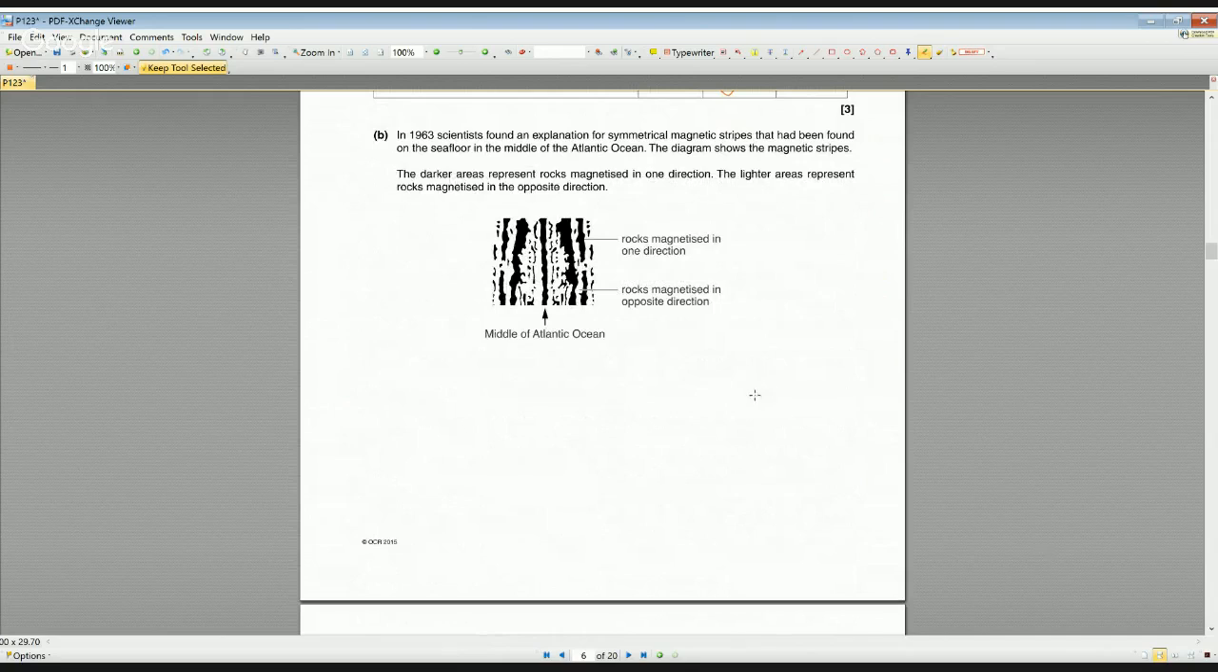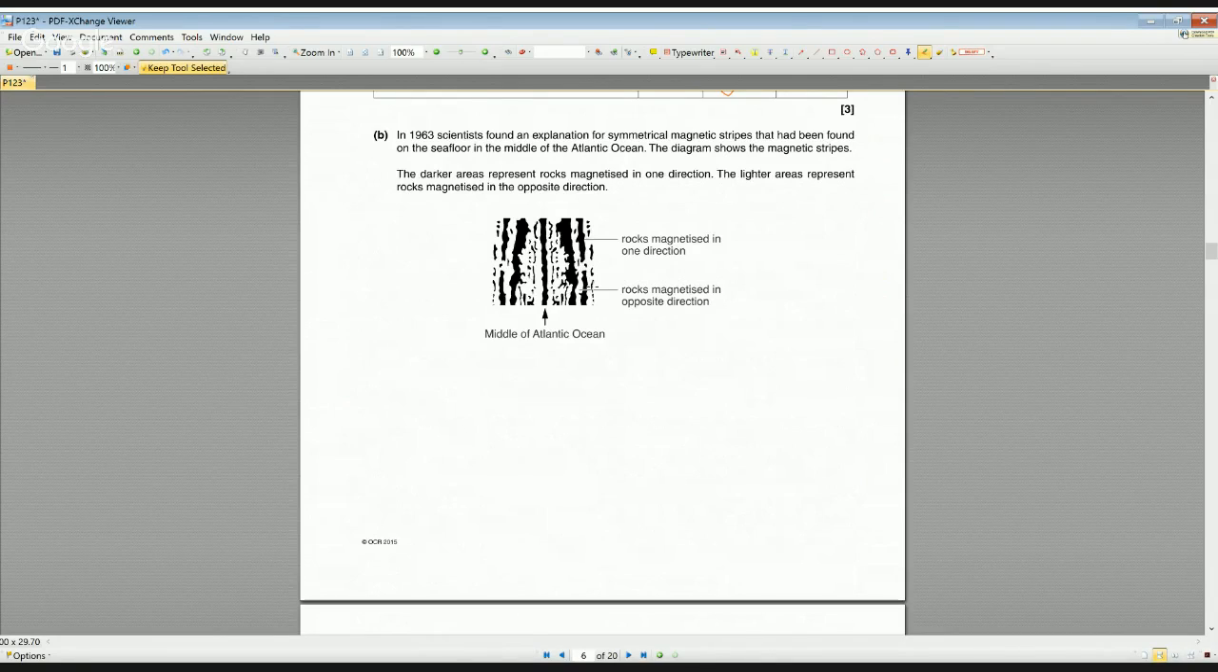The next part is about the magnetic stripes. So here we've got a diagram of stripes that have been found on the seafloor in the middle of the Atlantic Ocean. The darker areas here represent the rocks that are magnetized in one direction. The lighter rocks represent the rocks magnetized in the opposite direction. This is quite a complex part of P1 to understand.